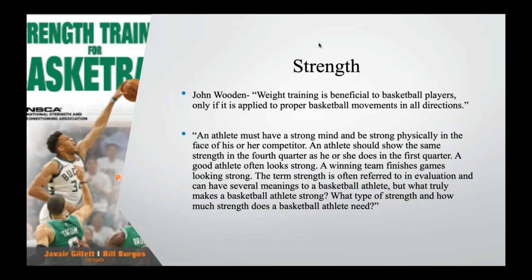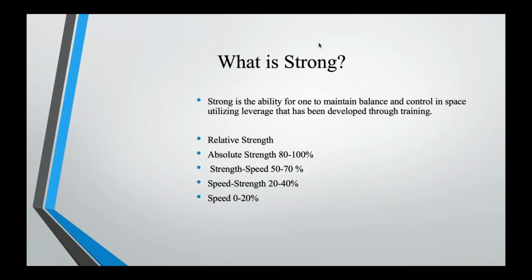And then this second quote came from this book, Strength Training for Basketball, which came out through some phenomenal coaches just a few months ago. And the quote is just focusing on the athlete has to be as strong in the fourth quarter or second half just as they are in that first quarter or first half. And what is strong, what type of strength, and how much strength does a basketball player athlete need to be successful on the court? So what is strong?